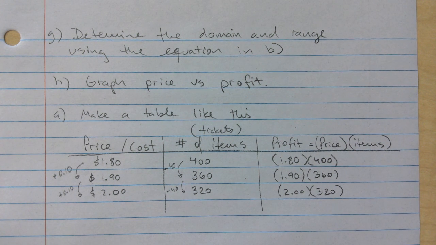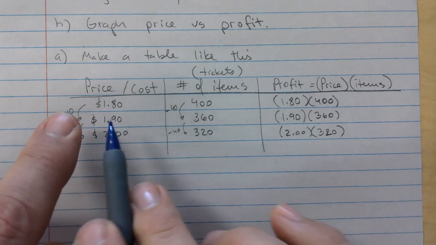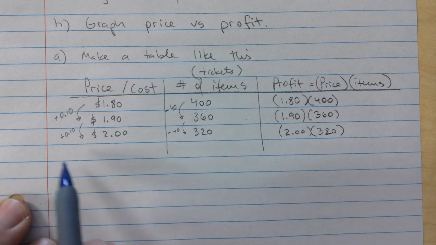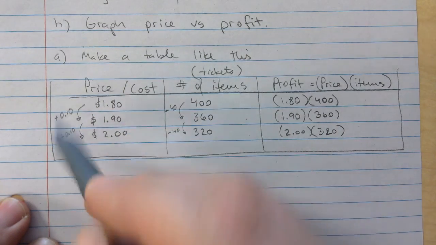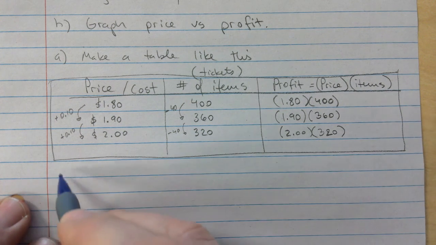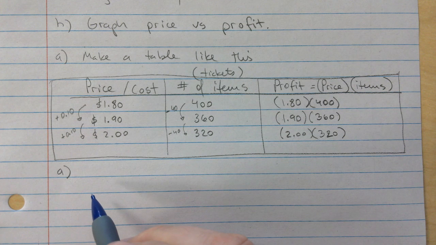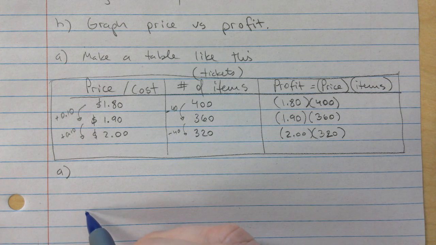Okay, so there you have basically 3 points. You don't see them yet, but they're there. So this is my table completed. You don't need to make it nice and fancy, just make sure you have that. And so for A, what does A ask? I'm going to go back and read it to you. Determine the quadratic equation relating tickets sold and profit.